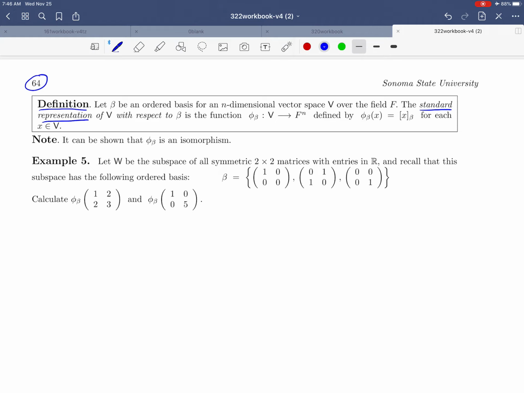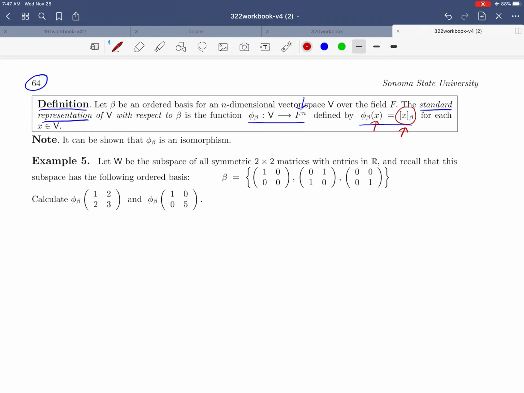Okay, what's the standard representation? Well, it's a function that goes from our vector space V to F^n. Okay, F^n is just a set of n-tuples of scalars. And here's how that standard representation is defined. Phi beta of x equals the bracket x of beta. Okay, you remember what this notation represents? That's just the coordinate vector of x relative to our basis beta. So in a nutshell, what this function does is it takes a vector in our vector space V and spits out the coordinate vector relative to whatever our basis is.